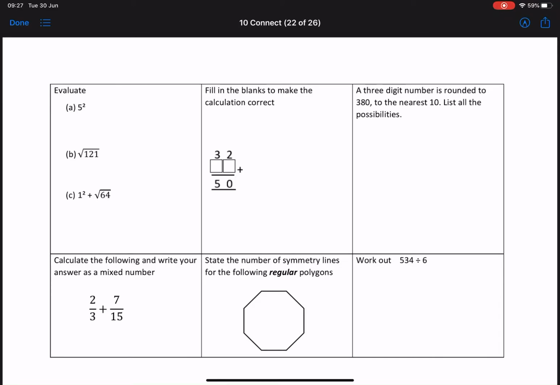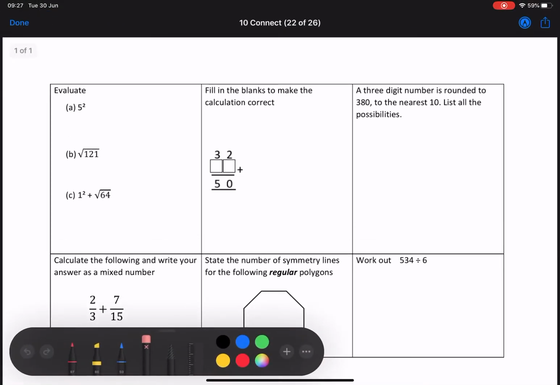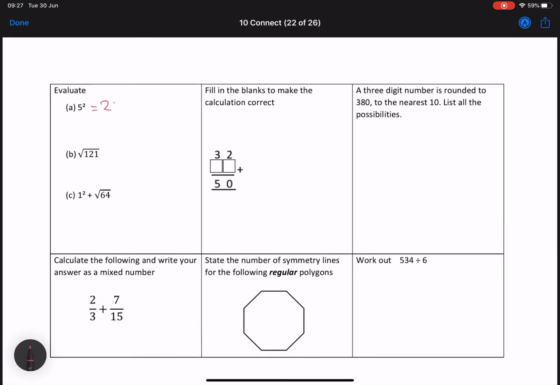So looking at question number 1, we're doing 5 squared. Remember that means 5 times 5. If I'm doing 5 times 5, that's just 25. The next one, the square root of 121. That's a number multiplied by itself that gives 121. Well, I know that 10 times 10 is 100, so let's go one bigger. 11 times 11 is 121. So the square root of 121 is 11.